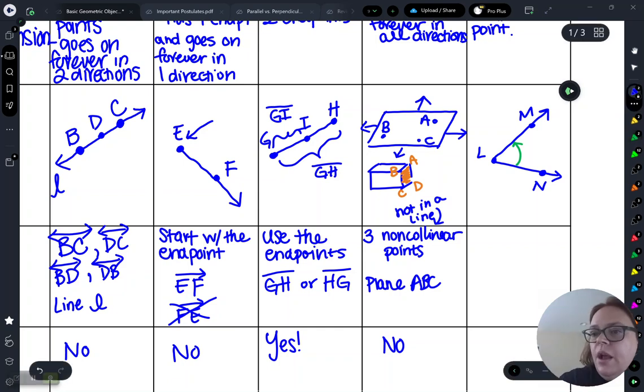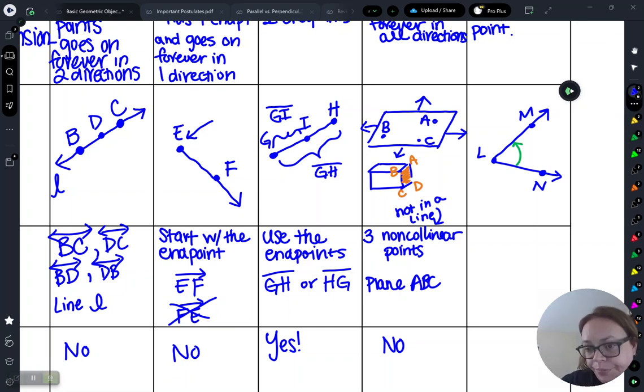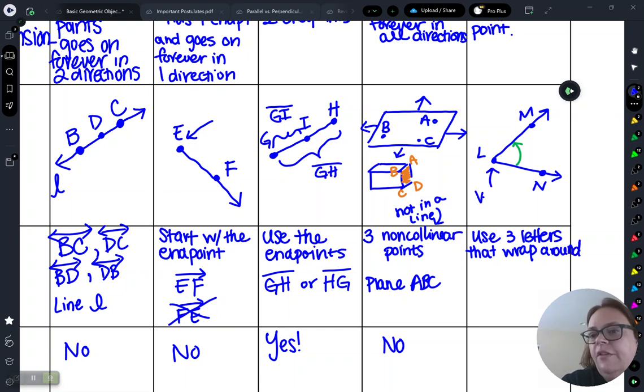Okay. Now naming angles. There's a variety of ways to name angles, but the most important way is to understand how to use the 3 letters. So use 3 letters that wrap around the angle, the vertex. Okay, and this is the vertex. L is the vertex. It's the corner of the angle.